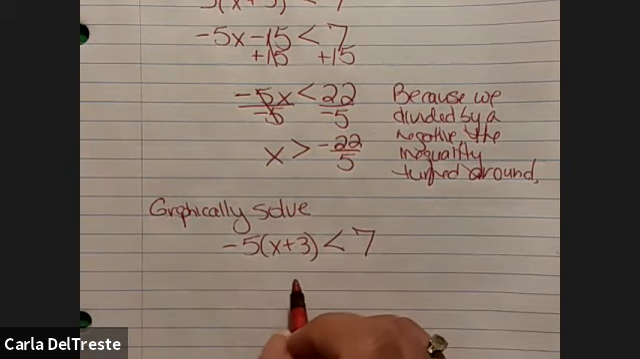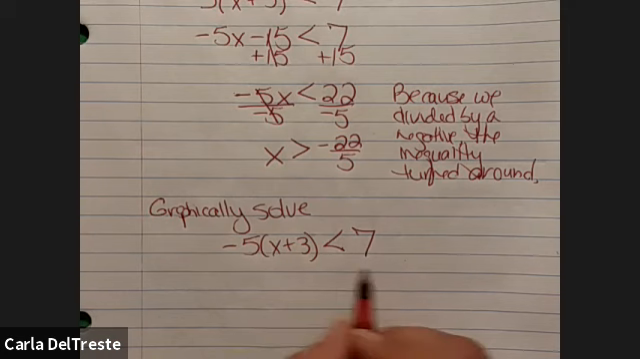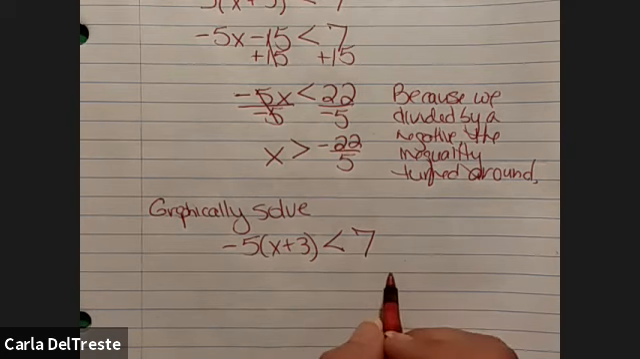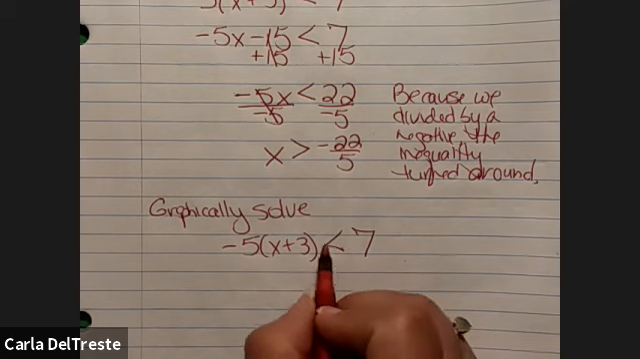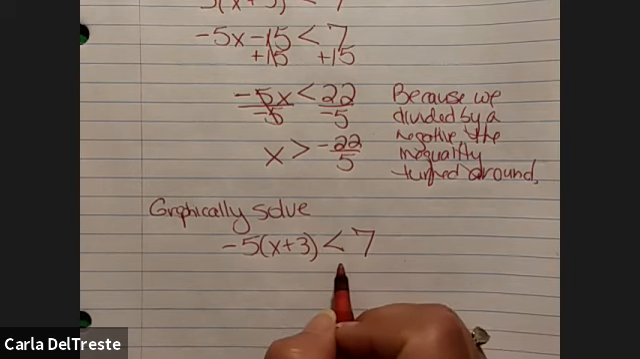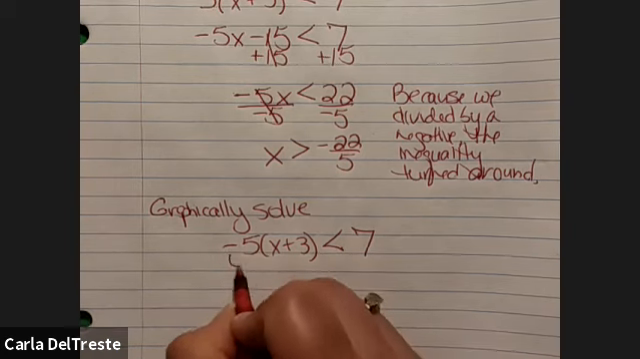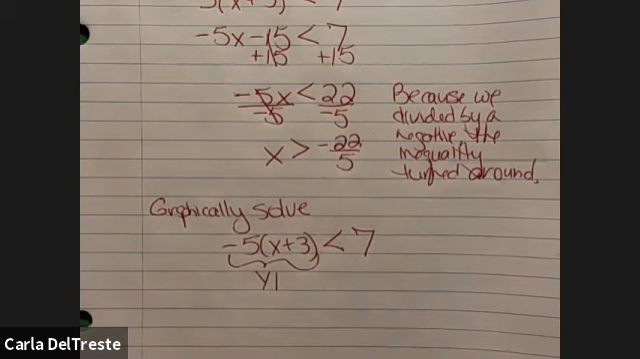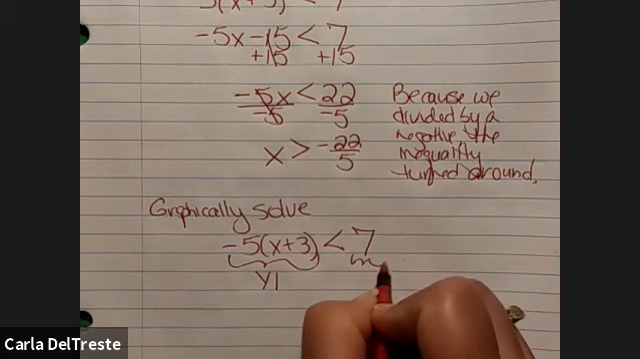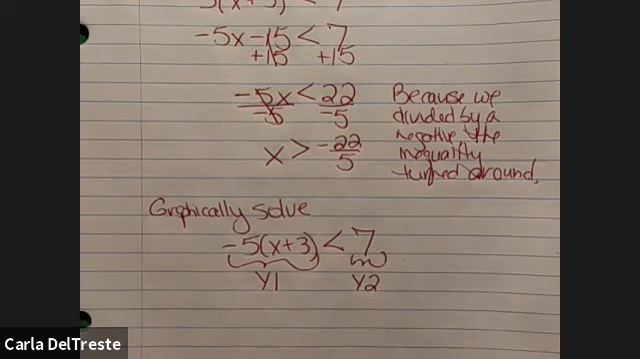Just like we did equalities, and we put each side into y1 and y2, we do the same thing here. Again, you're kind of going to pretend this is equals, even though it's not equals anymore. This side is going to go in y1, or in the first spot in Desmos. This side is going to go into y2, or the second spot in Desmos. All right? So I have the graphing calculator handy, so I'm just going to use the graphing calculator.